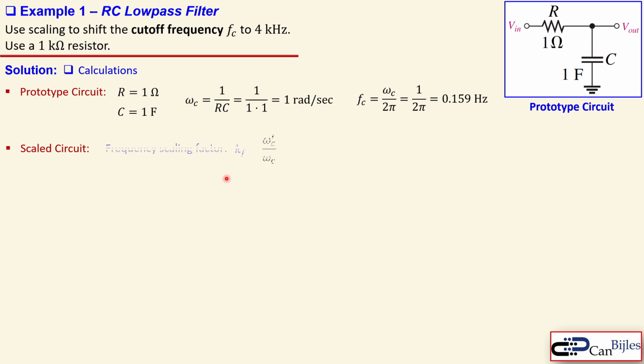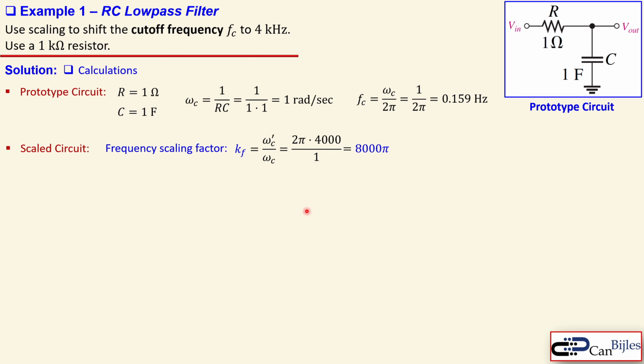Now, going to the scaled circuit, as said before, we now need to do the frequency scaling, and that means the frequency scaling factor Kf. Since we now deal with the shifting of the cutoff frequency, that means omega C prime over the omega C originally, which is 1, will be our Kf. That means 2 pi times 4000, since omega is equal to 2 pi f, over 1, which is what we had originally from our prototype circuit. That will then be 8000 pi.